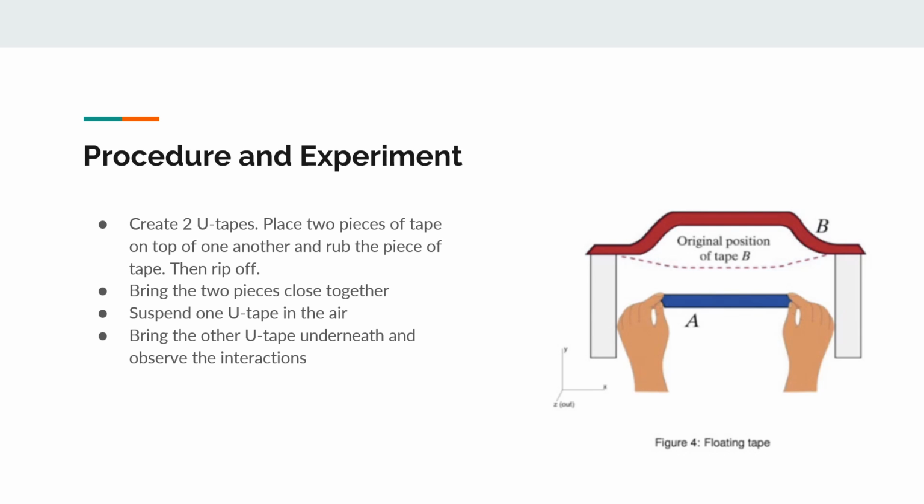You place one of the U-tapes suspended in the air between two things to hold it upright, and then you bring the other piece of U-tape underneath. We can see in the actual experiment that this suspended piece of U-tape actually got repelled upwards.